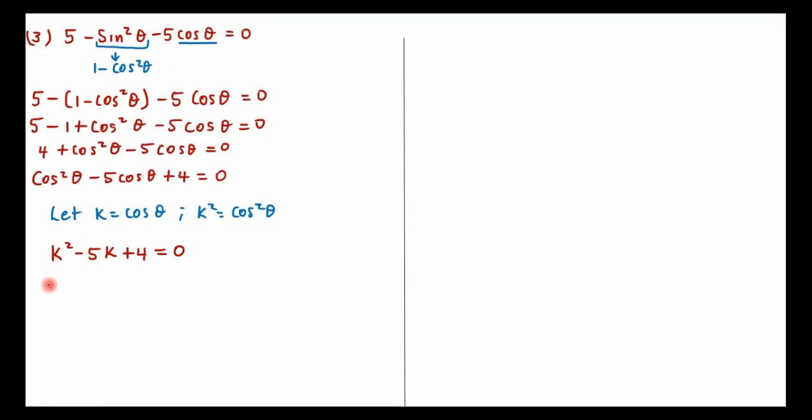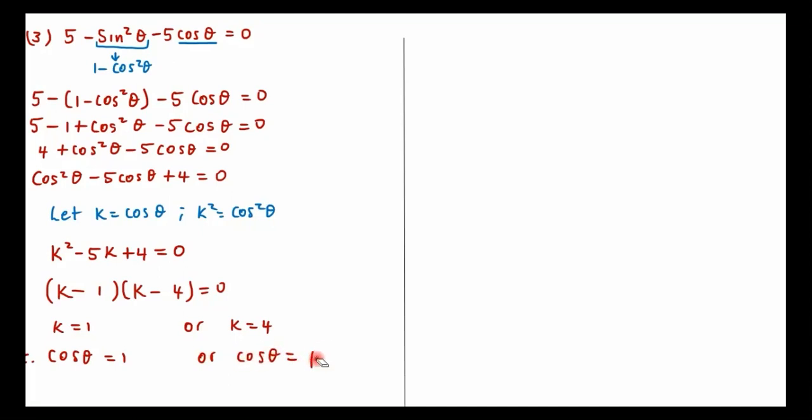So by doing this, you will see that you can easily factorize k by having 1 and 4, both negative, and then your k is going to be 1, or your k is going to be equal to 4. So basically this means cos theta is 1, or cos theta is 4. Okay, so now once we get here, we'll do our general solution.